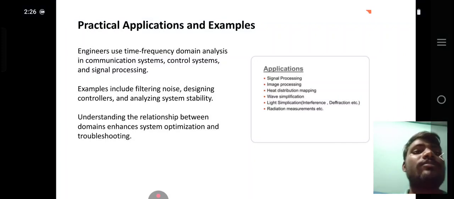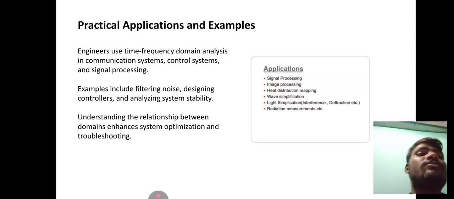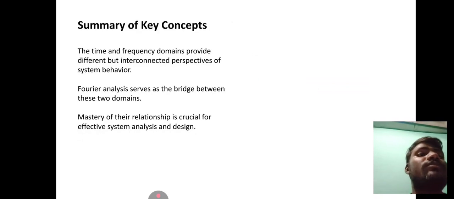Practical applications and examples. Engineers use time and frequency domain analysis in signal processing. Examples include filtering noise, designing controllers, and analyzing system stability. Understanding the relationship between domains enhances system optimization and troubleshooting. Applications: signal processing, image processing, heat distribution, wave applications, light amplification, radio.